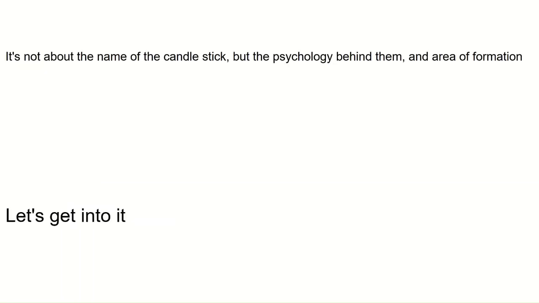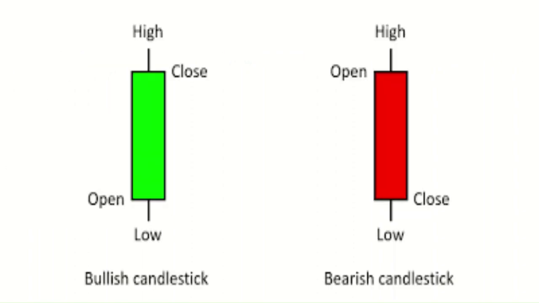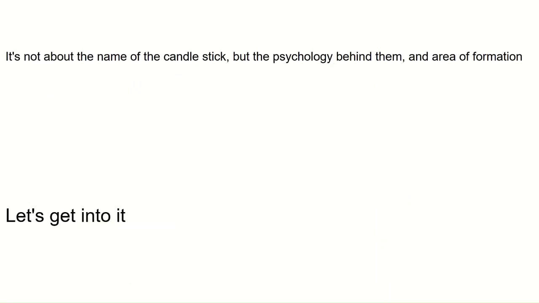Before I continue, I want you to know that it's not about the name of the candlestick, but it is about the psychology and area of formation. For example, with the bullish candlestick and the bearish candlestick I showed you, sometimes you are not going to be taking action just because they appeared anywhere on the chart. You are going to be taking action because of a particular area where they appear. That is what we call the psychology behind the candlestick formation. You have to wait for them to appear at a particular area before you take your decision.